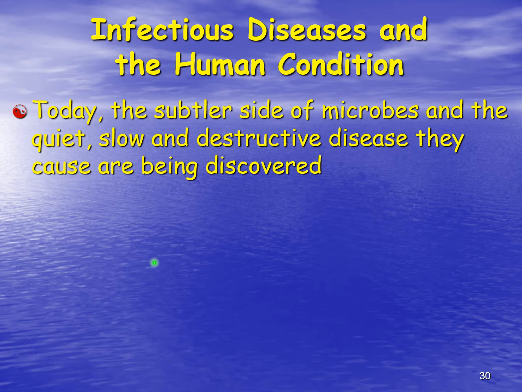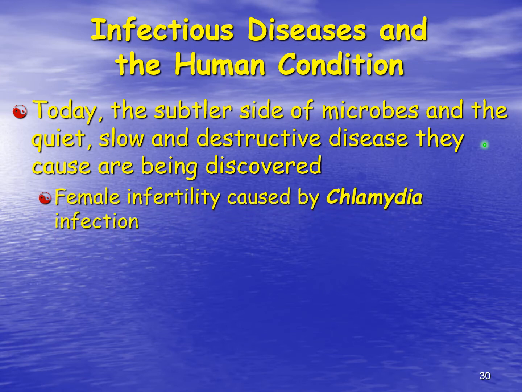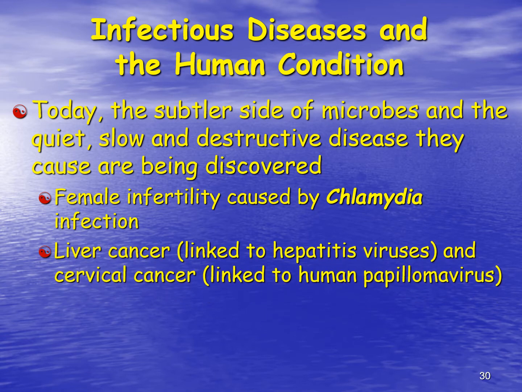Today, the subtler side of microbes and the quiet, slow, and destructive disease that they cause are still being discovered. So for example, female infertility oftentimes is caused by chronic sexually transmitted infections, and the number one culprit of this is chlamydia. Liver cancers are linked to several of the hepatitis viruses, and cervical cancers are linked to the human papillomavirus. We now believe that many cancers may actually have a viral linkage.